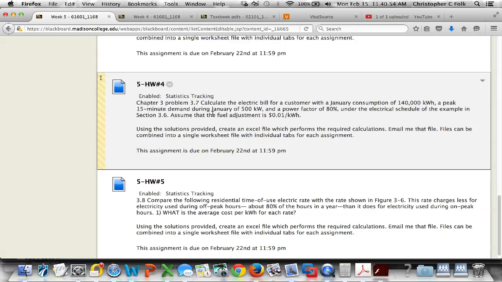In Chapter 3, Problem 3.7, we need to calculate an electric bill for a customer with a January consumption of 140,000 kilowatt hours, a peak 15-minute demand during January of 500 kilowatts, a power factor of 80%, and an electrical rate schedule as shown in the example in 3.6, which by the way is found on page 122 of the text. And we're going to assume that the fuel adjustment rate is 1 cent per kilowatt hour. Again, everything's due next Monday.